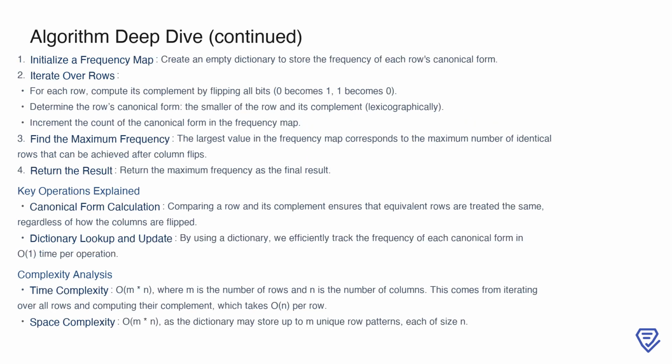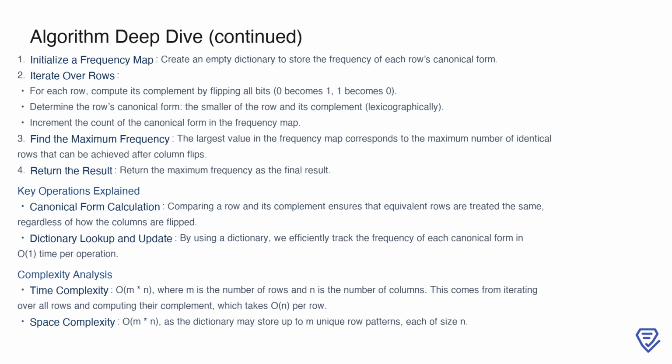The algorithm begins by initializing a frequency map, which is simply a dictionary to count how often each row's canonical form appears. Next, we iterate through each row in the matrix. For each row, we compute its complement by flipping all bits, changing zeros to ones and ones to zeros. Then, we determine the row's canonical form, which is the smaller of the row and its complement when compared lexicographically. We increment the count of this canonical form in our frequency map. Once all rows have been processed, the largest value in the frequency map tells us the maximum number of rows that can be made identical by column flips. The result is simply this maximum frequency.